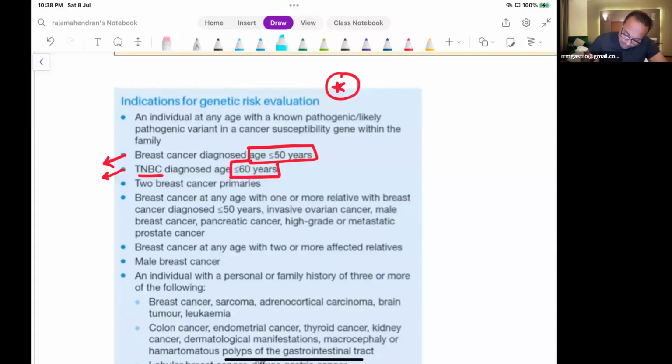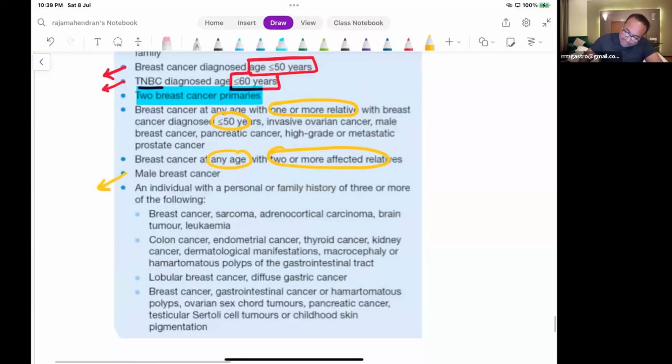Two breast cancer primaries: if there are 2 primary breast cancers, you have to evaluate. Breast cancer in 1 or more relatives. Breast cancer at any age with 2 or more relatives. If relatives had cancer within 50 years, we have to evaluate. Male breast cancer also needs genetic evaluation. Other cancers will also be listed. A patient with a personal or family history of 3 or more of the following cancers.